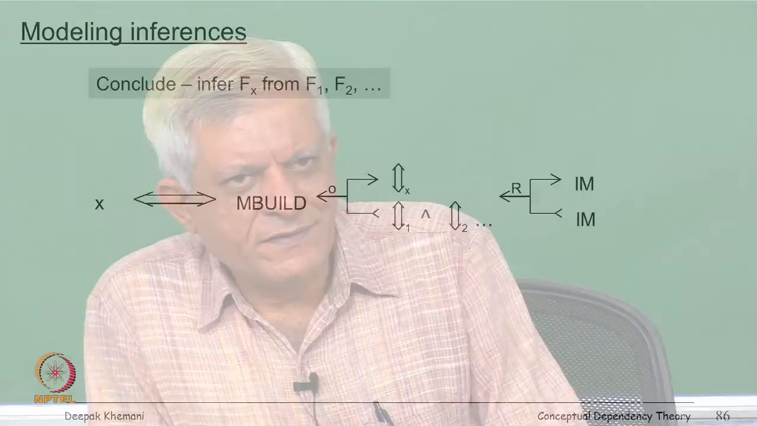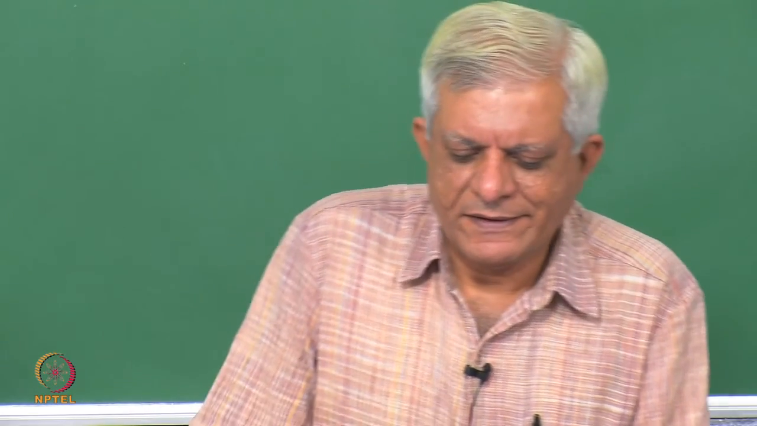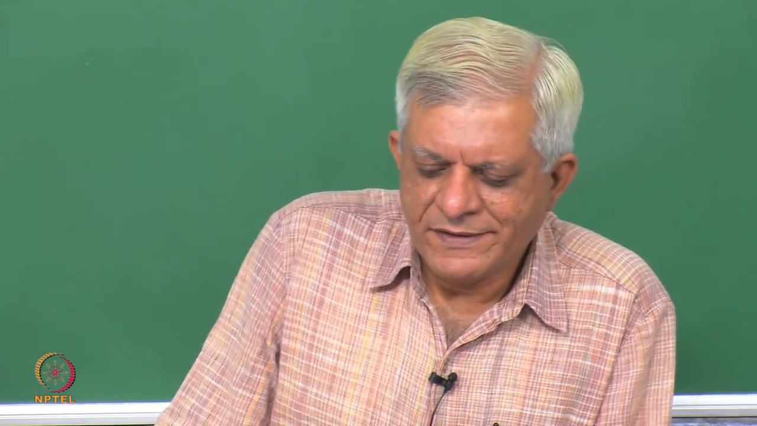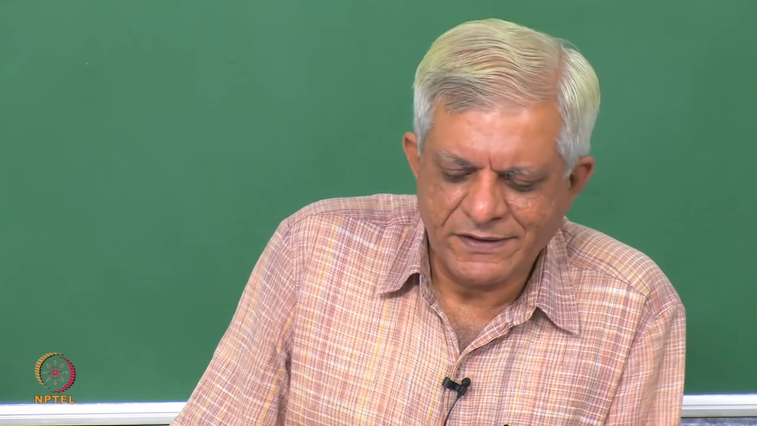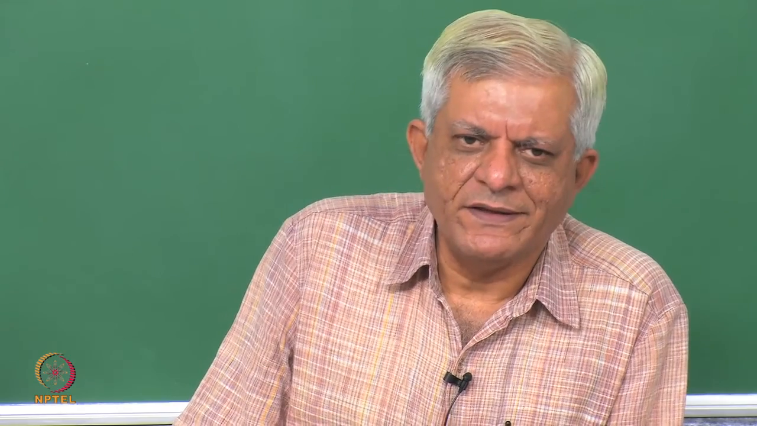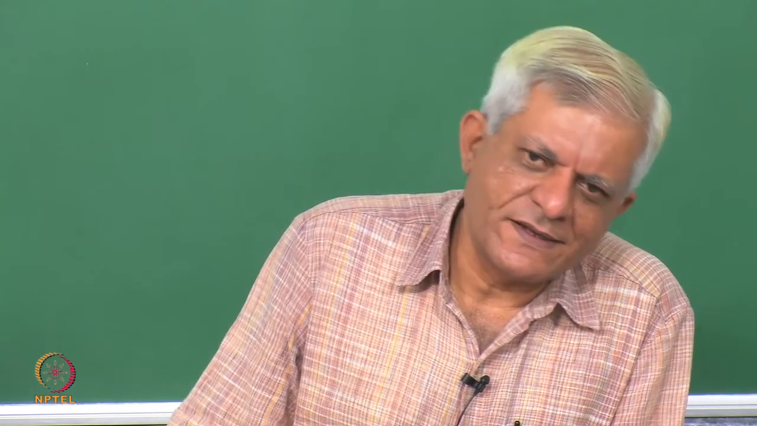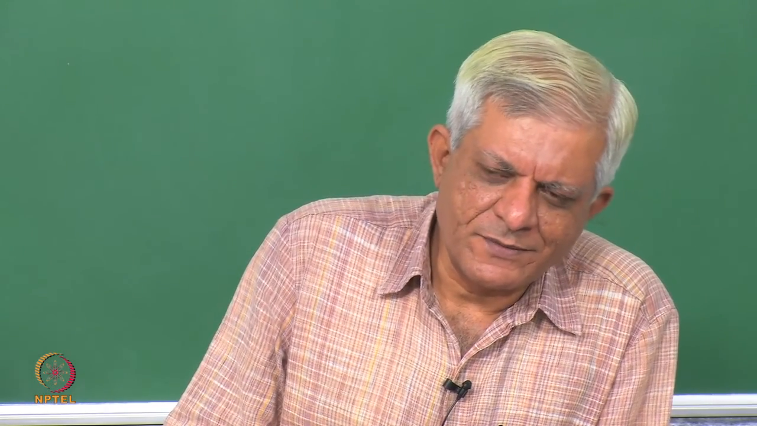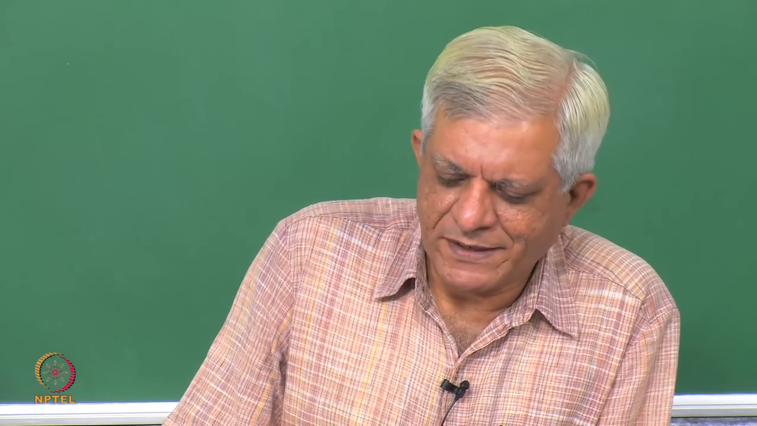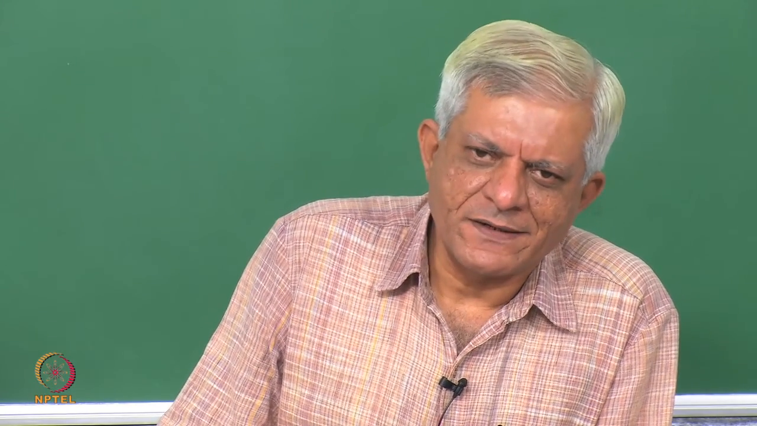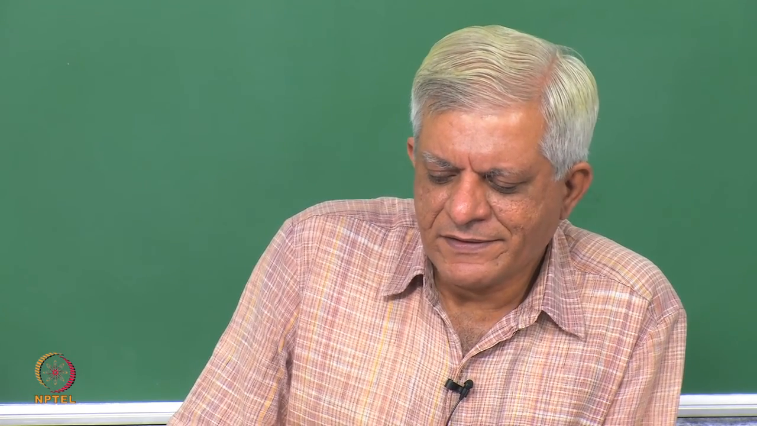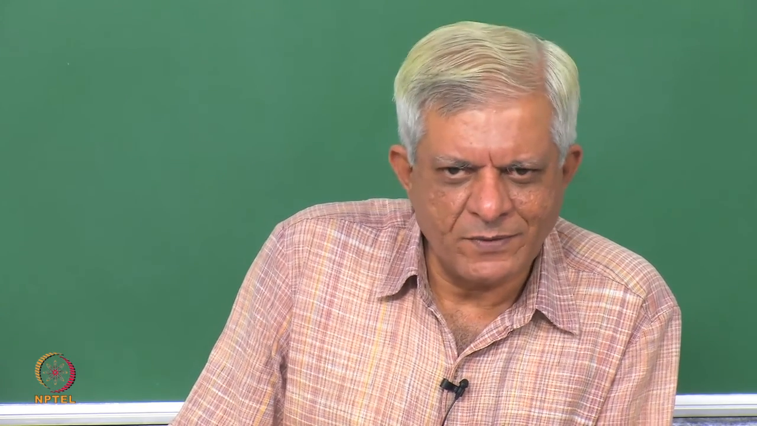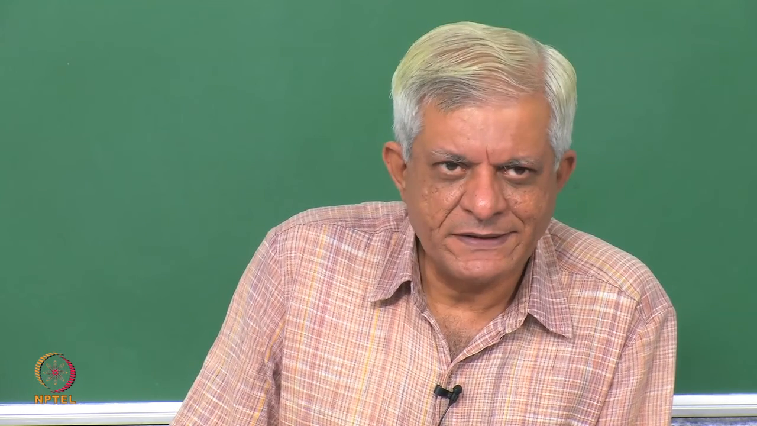So, if you want to model inferences, then you can use mBuild, where the input is a set of formulas and the output is whatever you are inferring. John knows two facts, let us say that all men are mortal and Socrates is a man. From this he inferred that Socrates is mortal essentially. So, the two facts will come in his memory and then the new formula will be added to his memory.